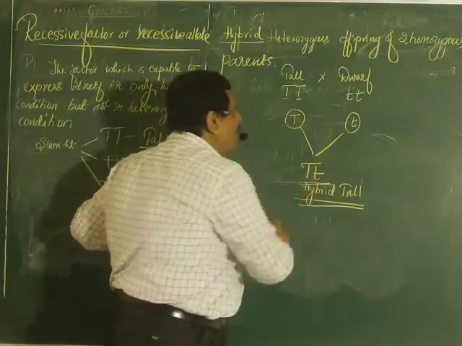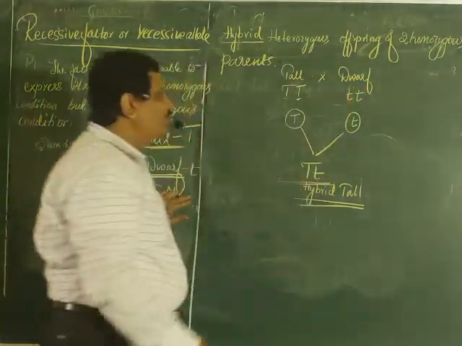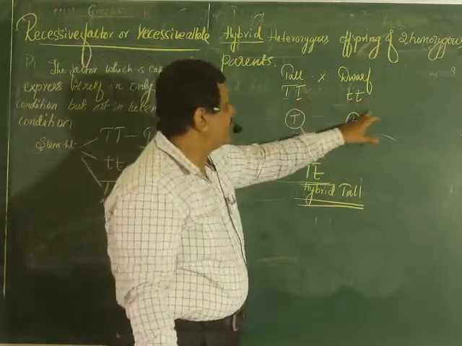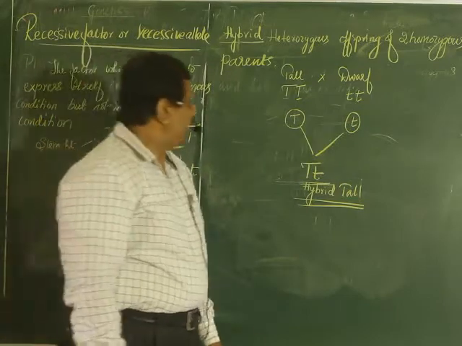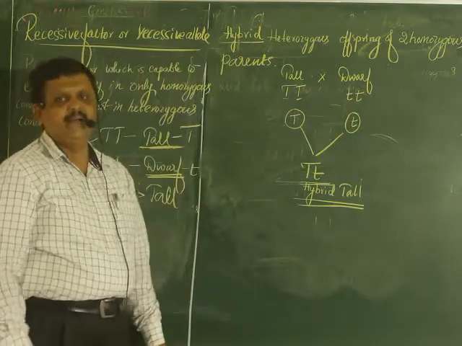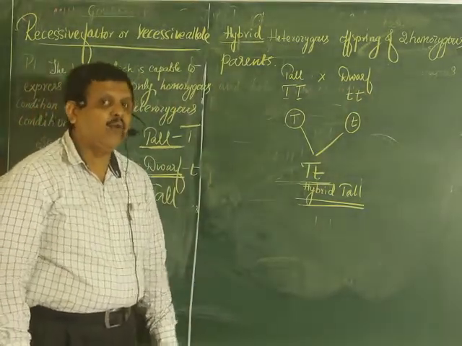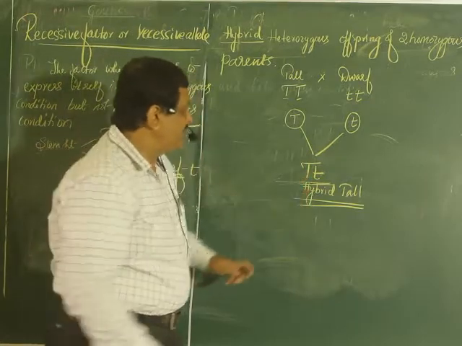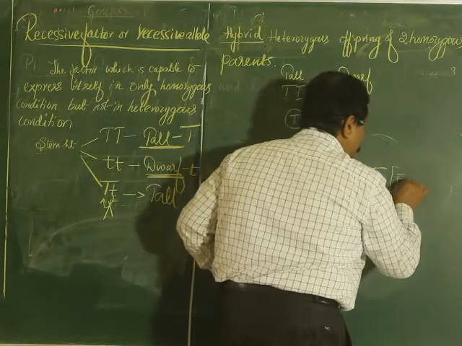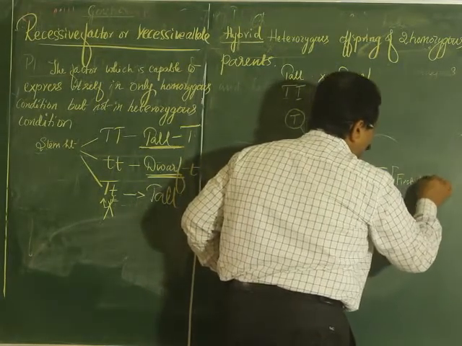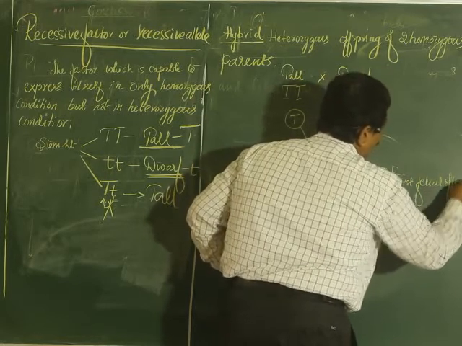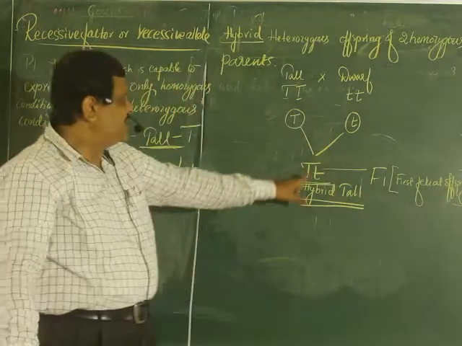Heterozygous offspring of two homozygous parents. Parents are homozygous. One is capital T, capital T, another one is small t, small t. So it is a heterozygous offspring of two homozygous parents. It is called hybrid. I think it is easy to remember now. This is called F1 offspring. F1 means first filial offspring. That means first generation, which is heterozygous.